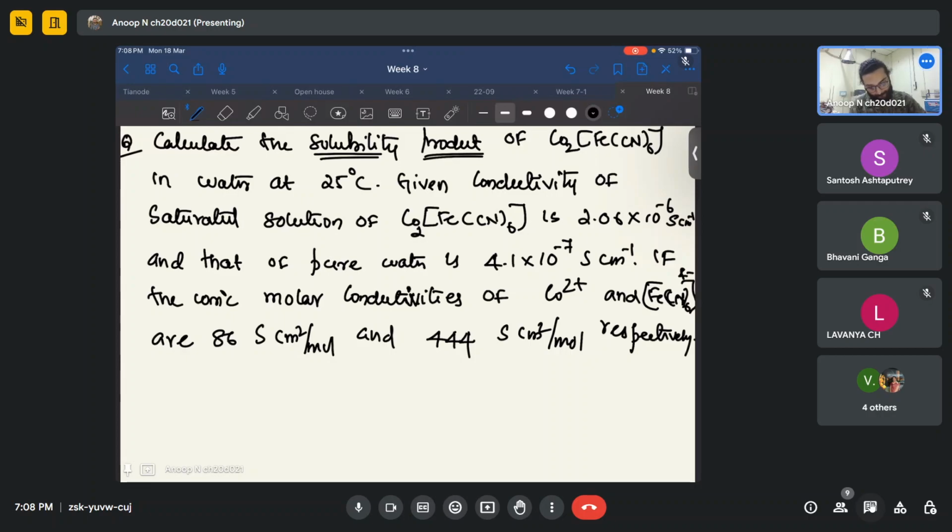So how can we start? First we have to find out the solubility, then we have to find the solubility product. So just try it. First, I want to know the equivalent conductance or molar conductance of the complex Co2[Fe(CN)6]. Let's solve by part. Molar conductance per mole is given. First solve for molar conductance and go step by step. Then we will find solubility, then solubility product.